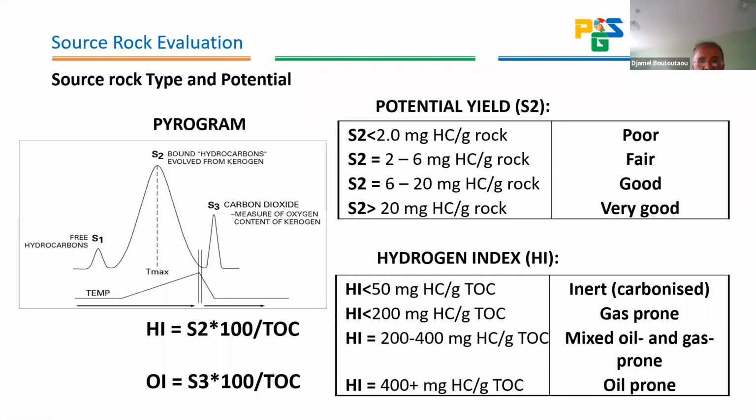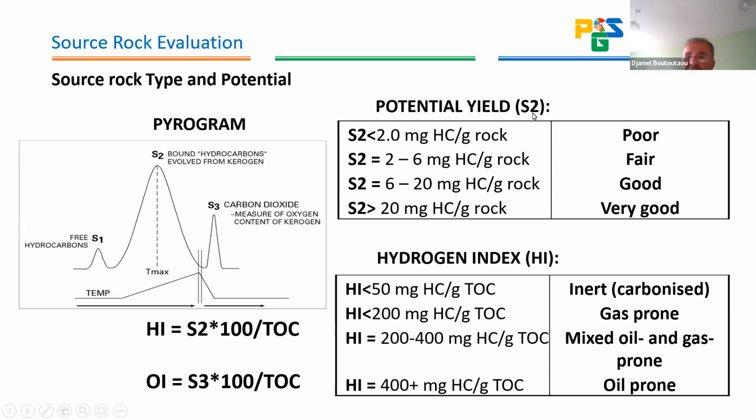And the S3 is the amount of oxygen in your source rock. And the 4th parameter is the maximum temperature at which we pyrolyze, or crack down, all the organic matter present in the source rock. And that Tmax gives us the information on the maturity of the source rock that we are analyzing.